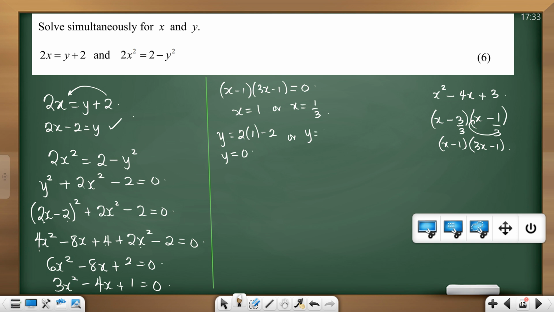Or this gives us 2 over 3 minus 2, which is 2. What's the answer there? My head is tired. 2 over 3 minus 2. That is 6 minus that. Negative 4 over 3, I think. Please confirm for me. Yeah. 2 times 1 is 2. Minus 6 over 3. Yeah, negative 4 over 3.